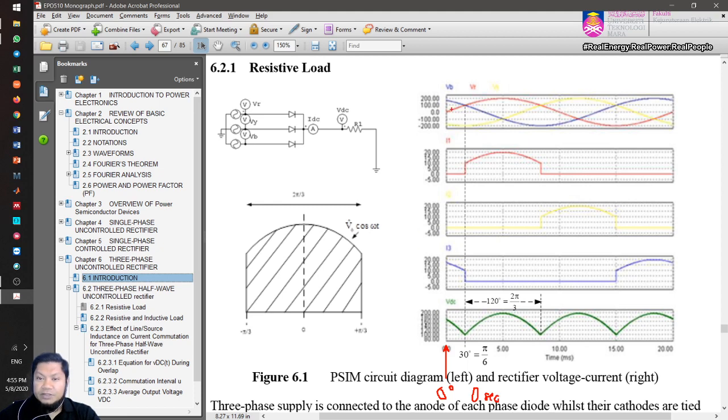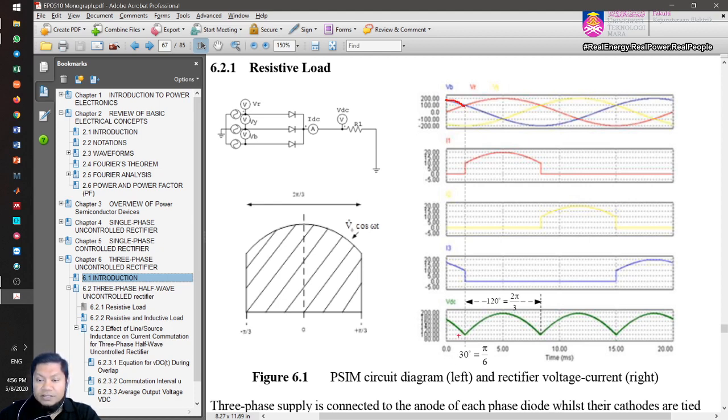So you go back to the supply voltage. Look at the supply voltage, which is the highest potential at this particular point. Definitely it is the blue voltage, isn't it? Which means the blue voltage here, the diode blue, will be on, and the rest will be off at 0 seconds here. So you're going to see that diode blue will be turned on until it reaches 30 degrees.